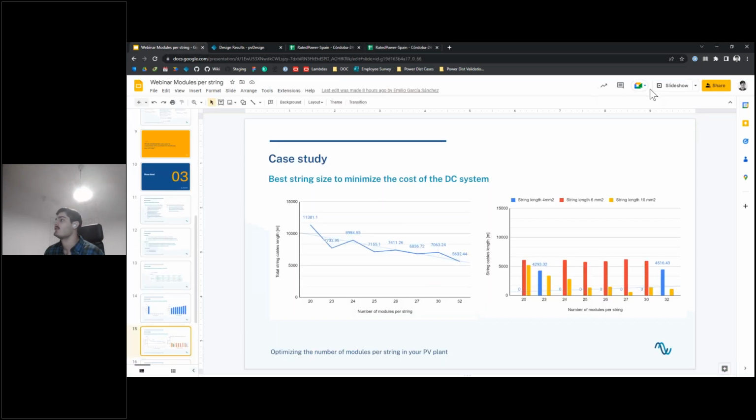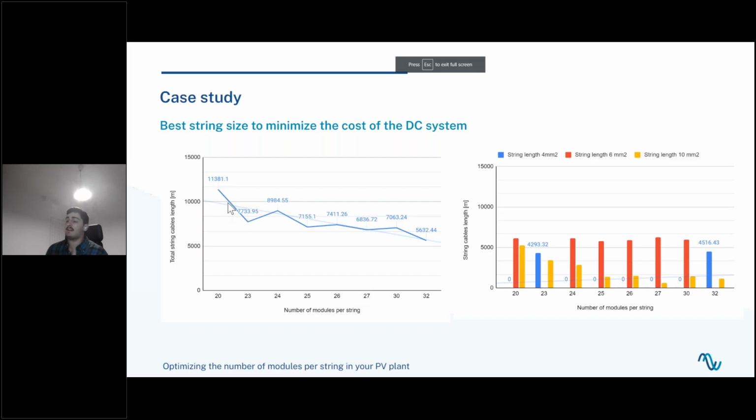And going back to the slides, we can see, as we were expecting, that as we increase the number of modules per string, the total length of the string cables is reduced, as fewer cables are needed to reach the inverter, since the DC power is similar. The size of the strings is also reduced as we increase the number of modules per string. Cables with 10 square millimeters are being reduced, and smaller cables appear with higher modules per string.